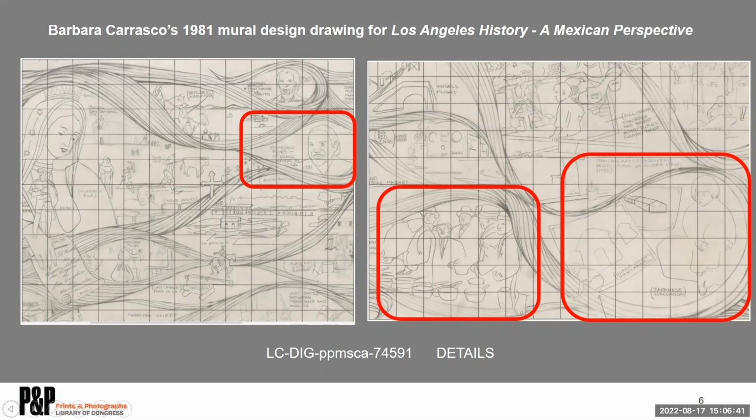When the Community Redevelopment Agency, who commissioned the mural, asked to remove parts that were deemed too controversial, Carrasco refused. Not until 2018, after decades in storage, was the 80-foot mural exhibited at the Natural History Museum of Los Angeles County, then acquired for the museum's permanent collection in 2020.